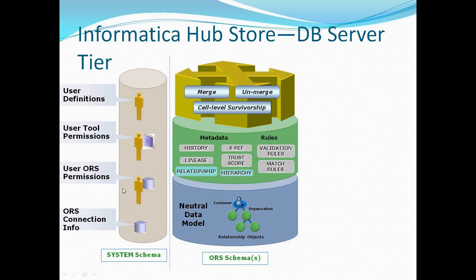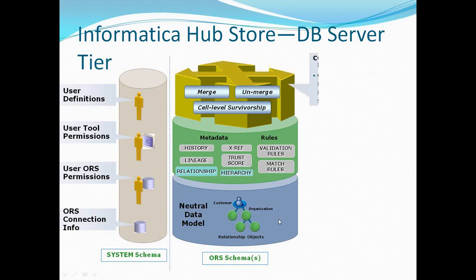So the system schema maintains some of the information which are listed here, like ORS connection information, how to connect to this ORS. So basically the database connection information, the port information, the database SID and all the details. User ORS permission, which user is having access to work on which ORS. Those permissions. User tools permissions. Like some of the tools we saw, the data store tool or the designer tool, hierarchy manager tool. Whatever access we have given to the users, those things will be maintained. And the user definitions, like what are the users we are creating for accessing the MDM or the IDD application, those will be listed here.